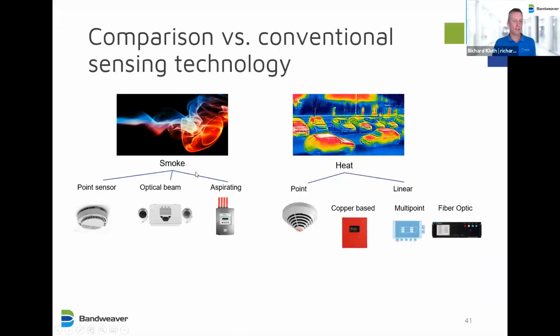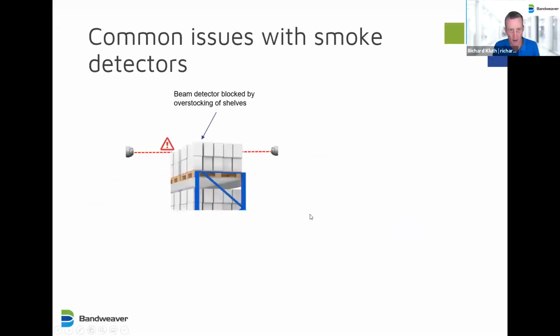And if we're comparing to other technologies, the main technologies we normally compare against are smoke and heat detectors. So smoke detectors: point detectors, optical beam and aspirating detectors. For the heat, it's against point detectors and all the linear systems we've seen: the copper-based, multi-point and the fiber optic. So, common issues with smoke detectors.